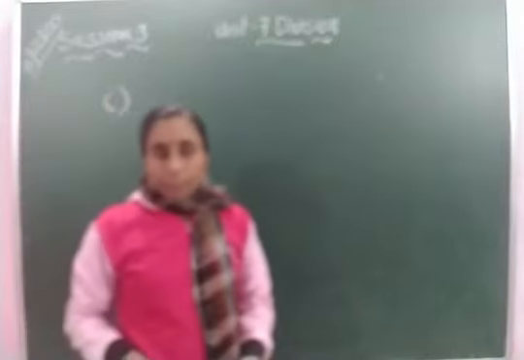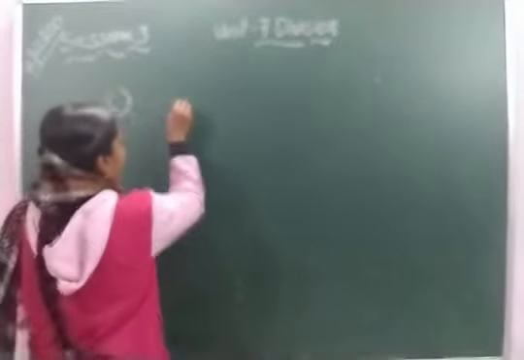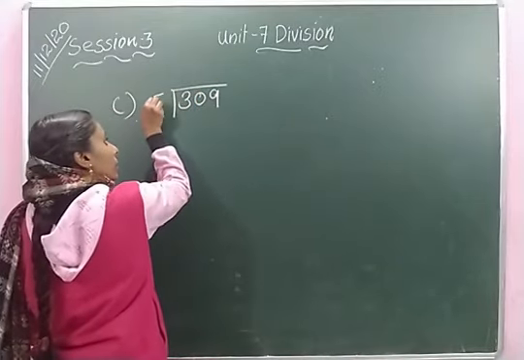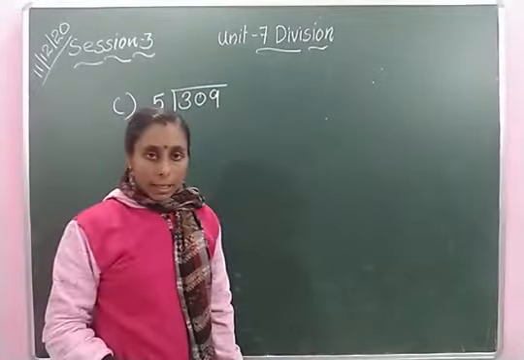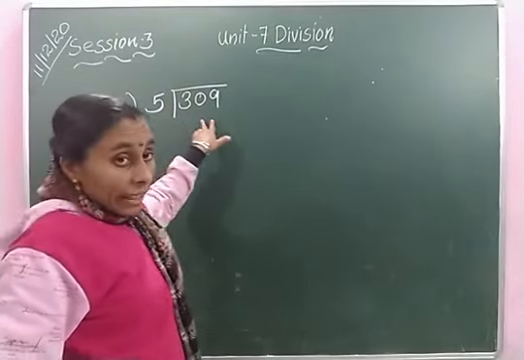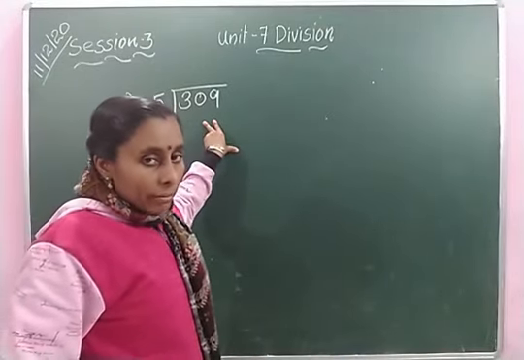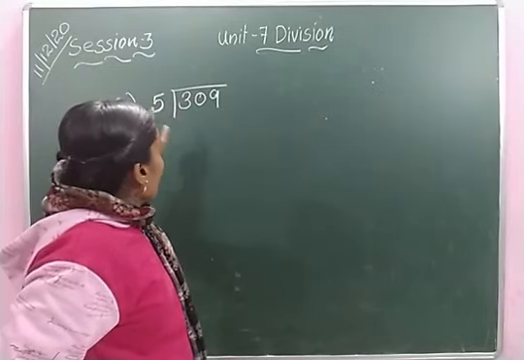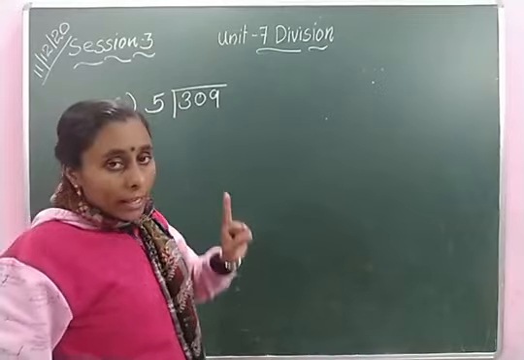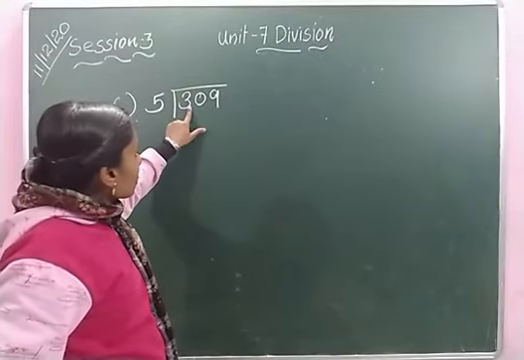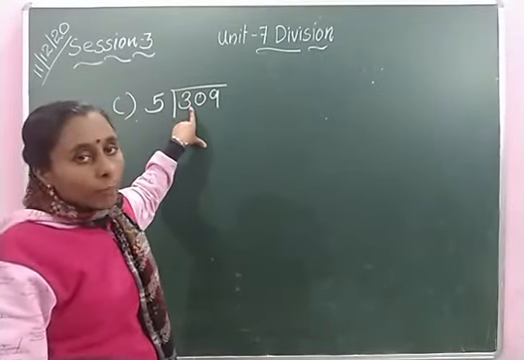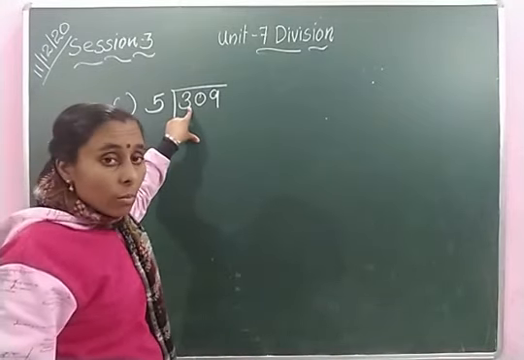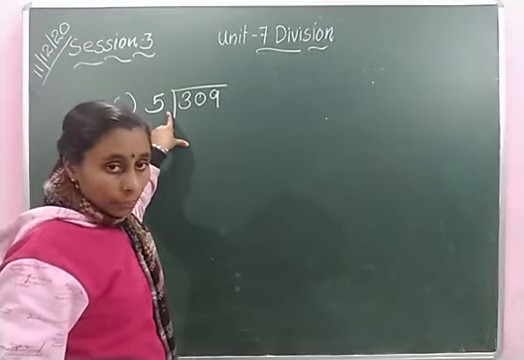Question number C. 309 divided by 5. Here also 309 is the dividend and 5 is the divisor. Here the divisor 5 is only a single digit. So we have to choose a single digit from the dividend. But this 3 is smaller than 5.